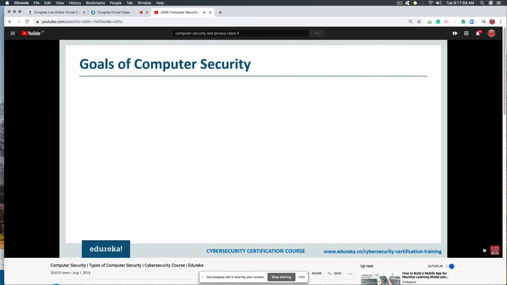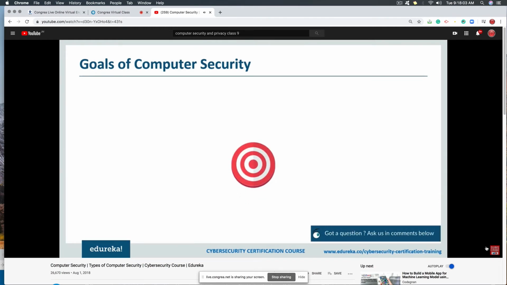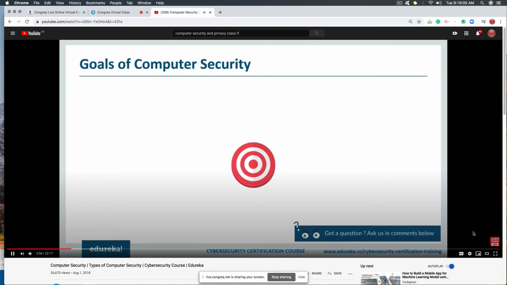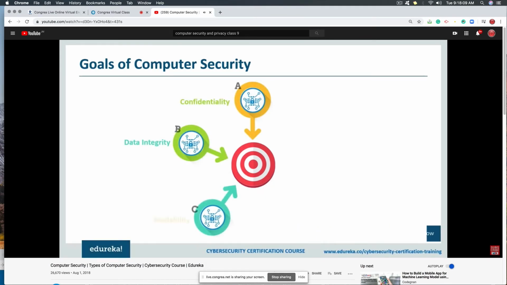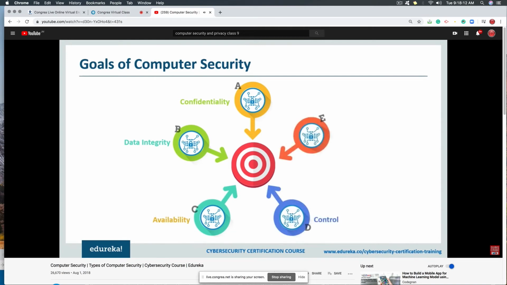Now let's see what are the goals of computer security. So following are the goals of computer security, and to protect your system, you must adhere to these rules. So the five rules are confidentiality, data integrity, availability, control, and audit. So let's take a moment to discuss these one by one.